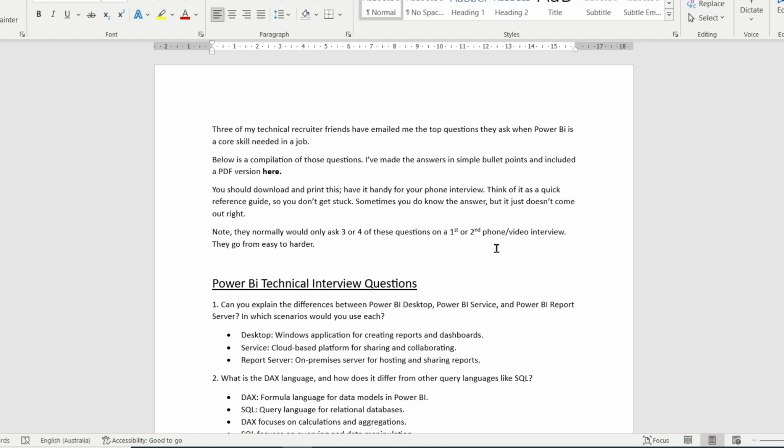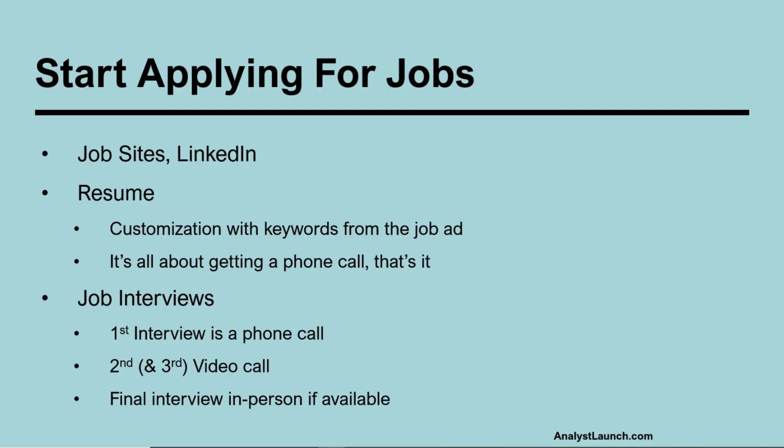What I suggest you do is print the page out, study it, and have it next to you for your first phone interview. In case you get stuck, you can then just quickly look at it. It's like a quick reference guide just to remind yourself of what they're talking about and how to structure your answer. So that's really the process for looking for a job.